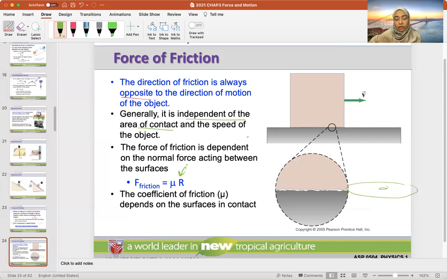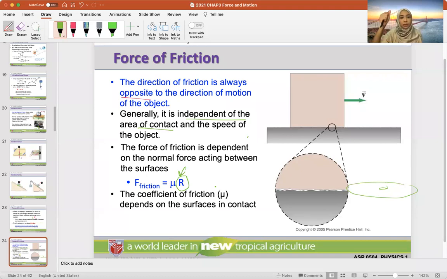The force of friction is dependent on the normal force acting between the surface. Now, immediately when you talk about friction that is dependent on the normal force, you know that friction has to happen when you have contact. When you don't have contact, there's no friction. Sebab dia dependent on normal force. Normal force only happens when you have contact.